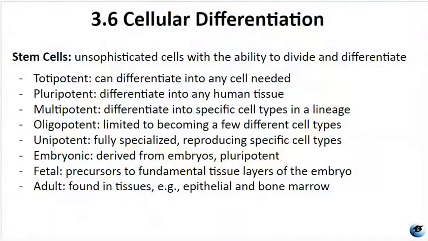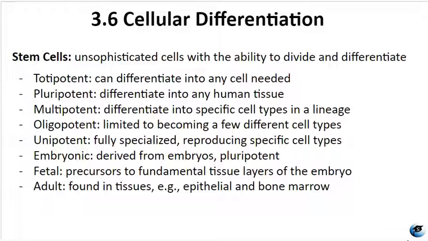The development of a complex organism from a single fertilized egg involves cellular differentiation, where unspecialized cells transform into specialized cells with distinct functions. Stem cells, characterized by their ability to divide and differentiate, are classified based on their potential. Totipotent stem cells have the potential to differentiate into any cell needed for an organism's growth. Pluripotent stem cells, derived from totipotent cells, can differentiate into any human tissue but cannot support full organism development.